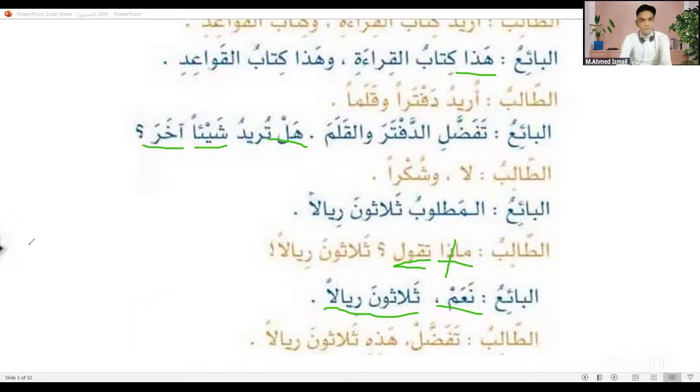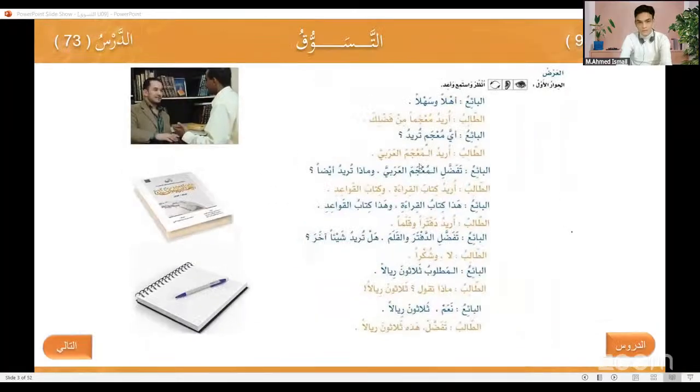Okay. So now let's go through this dialogue, or this حوار, quickly before we move to the الكتاب الأول. So we have here البائع said أهلا وسهلا. الطالب said أريد معجما, the verb أريد, I want. معجما, dictionary, من فضلك, a polite way to order anything. I can say أريد قلما من فضلك, أريد كتابا من فضلك, أريد anything من فضلك, so it's okay. أي معجم تريد, we say أي, which means which.